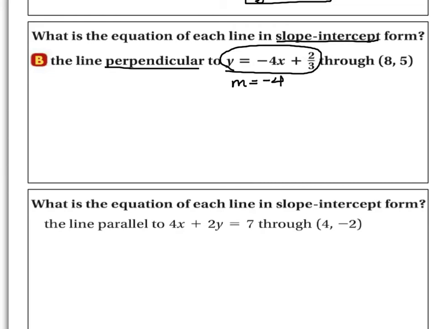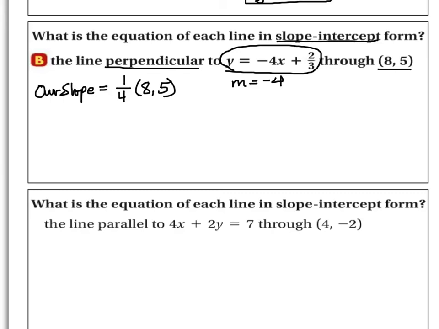Our slope has to be perpendicular to that. So perpendicular means opposite reciprocals. So their slope is negative 4. Our slope is going to be a positive, and if I take negative 4 over 1, take the reciprocal, our slope is 1/4. And again, we're going to use this ordered pair of 8, 5.